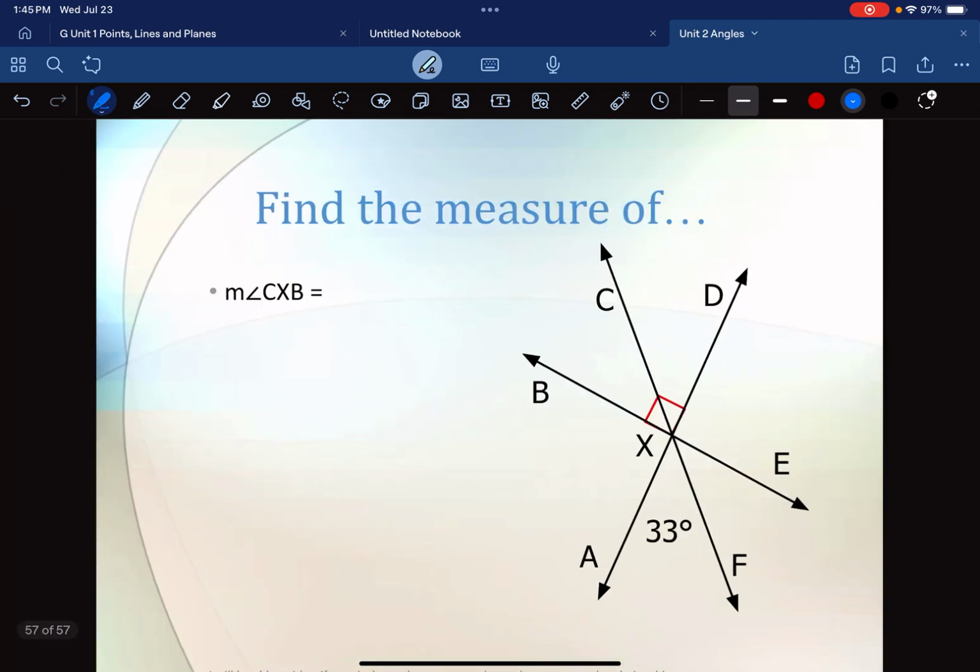Okay. I think this is the last one. CXB. I think we just did CXB. That's the same question again. So guess what? It's 57. All right. Hopefully that helps you prepare for your quiz.